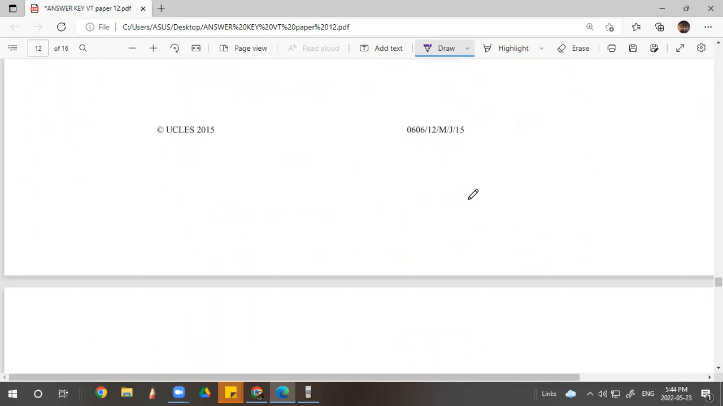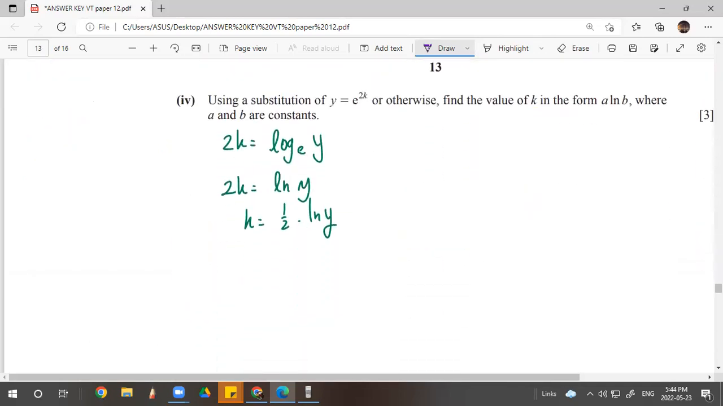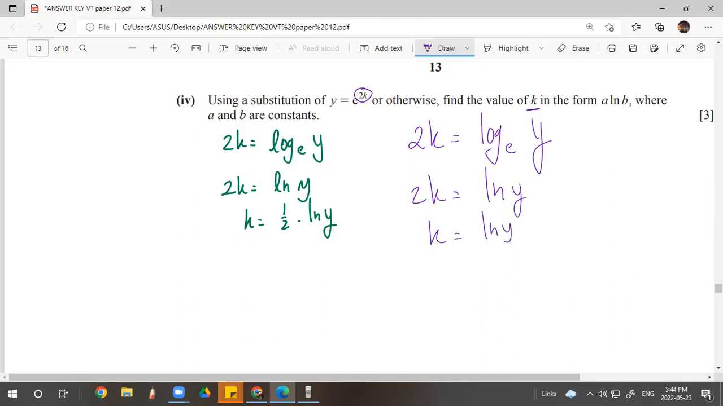Next. Some more numbers. Using the substitution of y equals e power 2k or otherwise, find the value of k in the form of a ln b. It's quite simple. To find the value of k, you use the logarithm, right? You are asked for the power. 2k equals log e, the base is e, for y. Log e is always ln, so 2k equals ln y. And how do you calculate the k? So k equals ln y over 2, right? That's it.